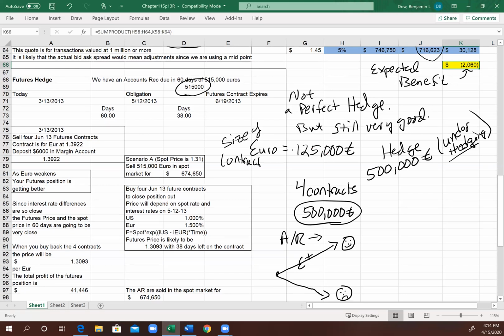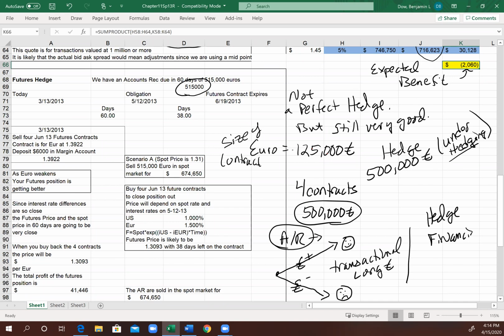Because if the euro strengthens, then our receivables are worth more. But if the euro weakens, then our receivables are worth less. Okay. So what we can see is this is what's known as a transactional long position in the euro. Okay. That's what accounts receivable is. And we're going to need to hedge by taking a financial short position in the euro.